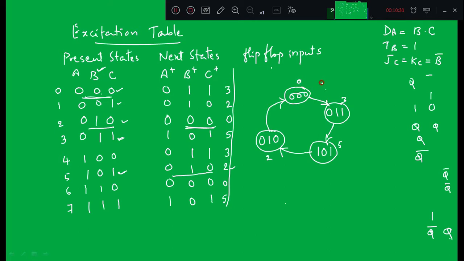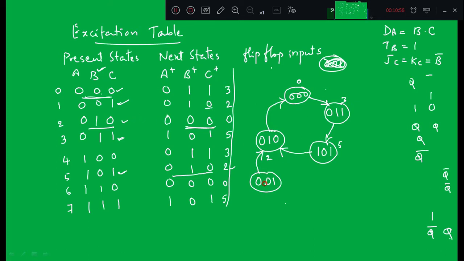0 is a valid state, 1 is an invalid state. So if by mistake the counter, or the sequential circuit, enters that state, 0 0 1, the next state will be equal to 2. So I'll draw here 0 0 1. If the present state is 0 0 1, the next state will be equal to 2.